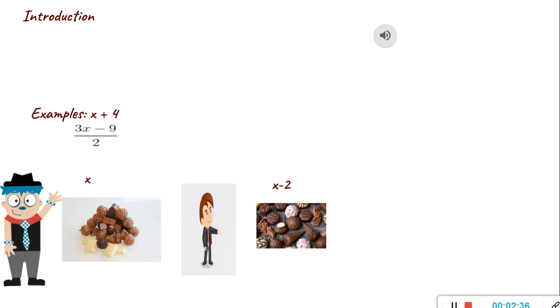Here X is a variable. X can take any value and you do not know how many chocolates you and your brother have, isn't it? Therefore, we made use of the variable X. So you have assumed that you have X, then your brother has X minus 2. That is 2 less than X.